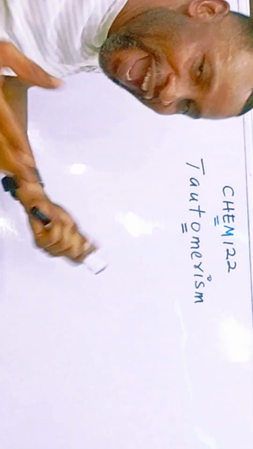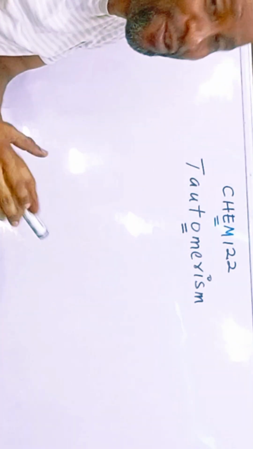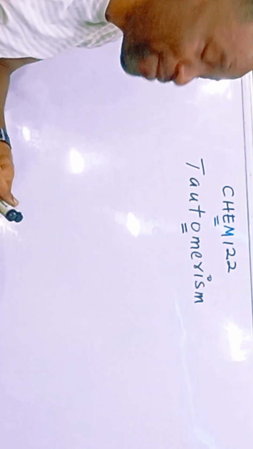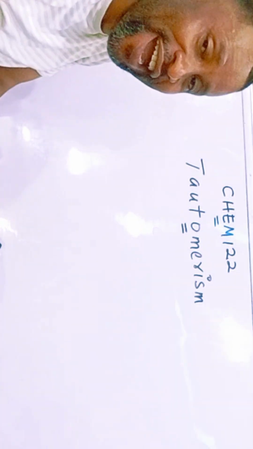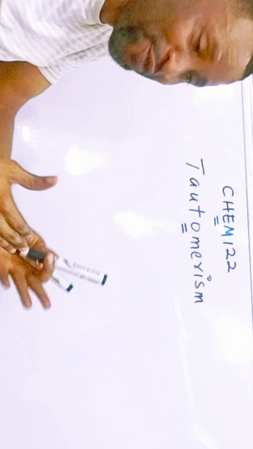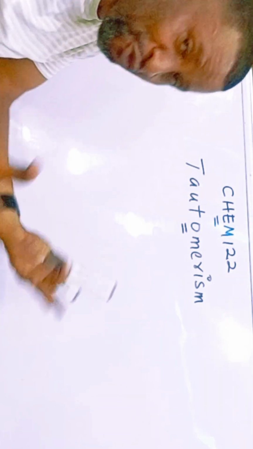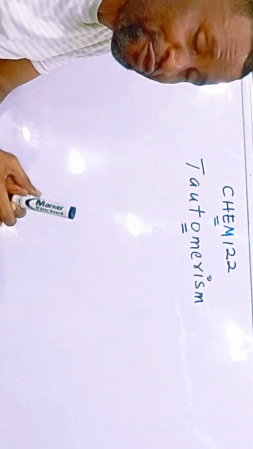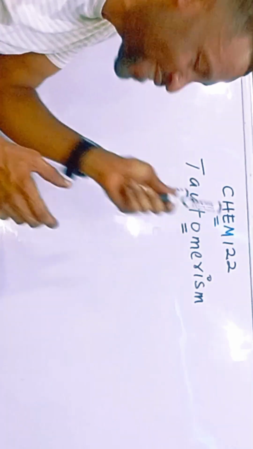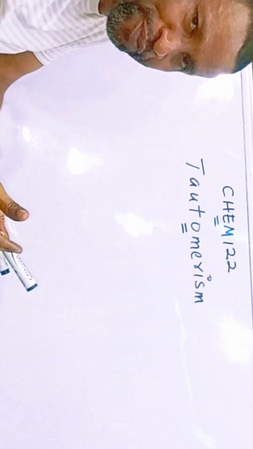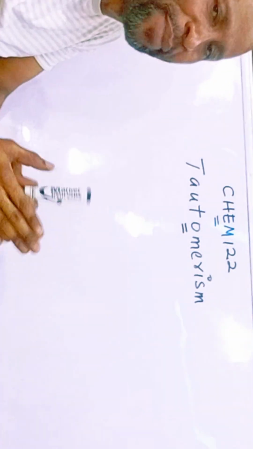I hope you know in our first semester we talked about chemical equilibrium. When do you say chemical equilibrium is established? In a reversible reaction, when the rate of forward reaction becomes equal to the rate of backward reaction, equilibrium is established. Dynamic type of equilibrium. Now, in this second semester, Chem 122, tautomerism is the man of the moment.